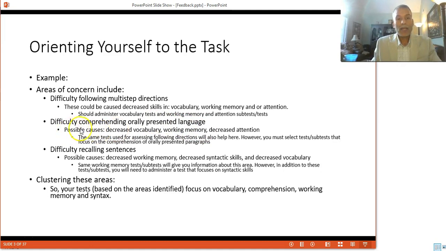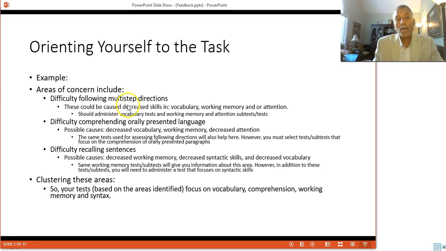So then the second area is difficulty with comprehension. These are frequent areas, by the way, that you will encounter, and difficulty recalling sentences. So these are potential areas, say, pretending that someone comes to you with these concerns. When you look at difficulty with following multi-step directions, you want to go back to what you have learned about communication disorders and cognitive disorders and so on.